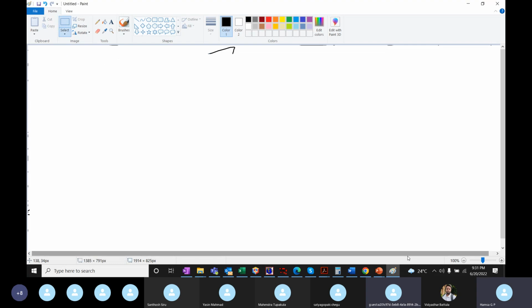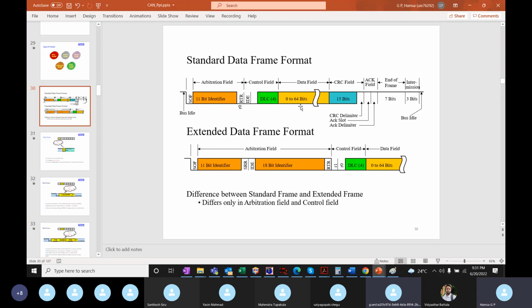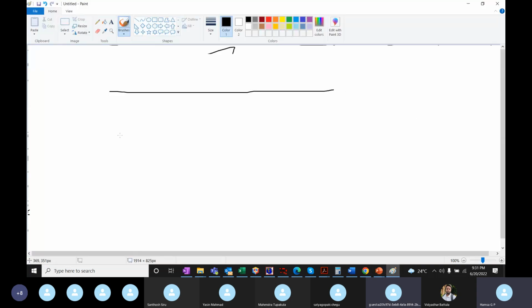Let me write it down. When I say single frame, what does it mean? Anybody aware? Single frame, multi-frame. Anyway, multi-frame is not applicable for CAN. So when it comes to the data field, we can send only 8 bytes of data in a single frame.